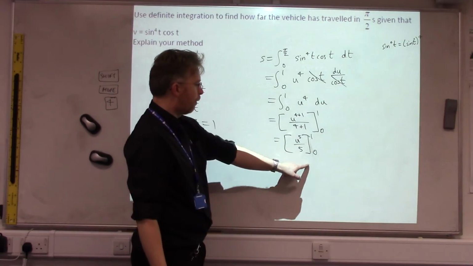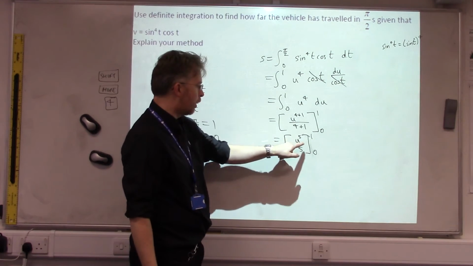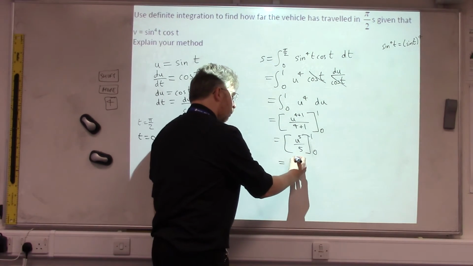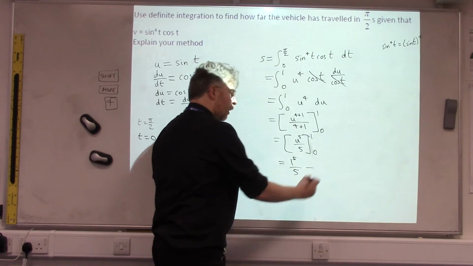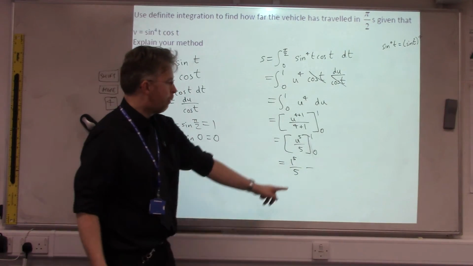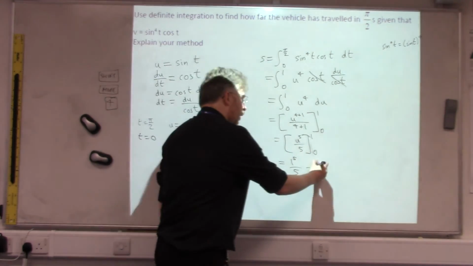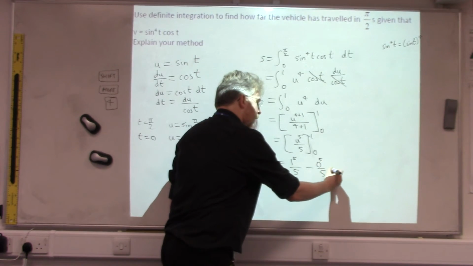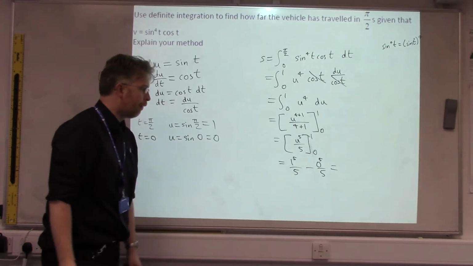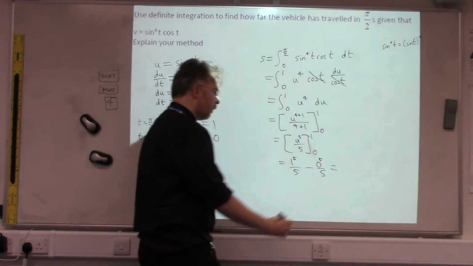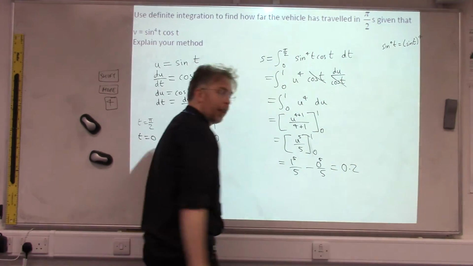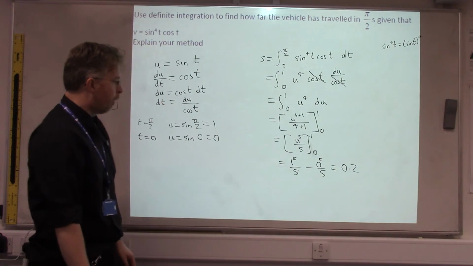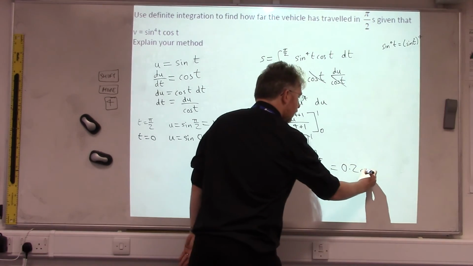We then, as we've done with all the definite integrations, stick the top number into the formula. So 1 to the power of 5 over 5. Minus, we then put the bottom number into the formula, 0 to the 5 over 5. And if we calculate that, we get 0.2. So stick it in the calculator, we'll get 0.2 metres as an answer.